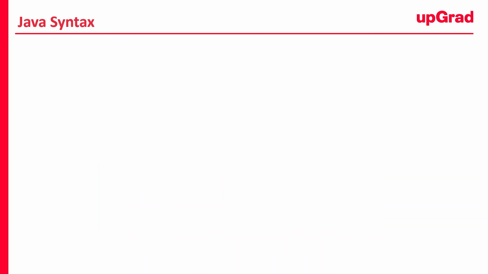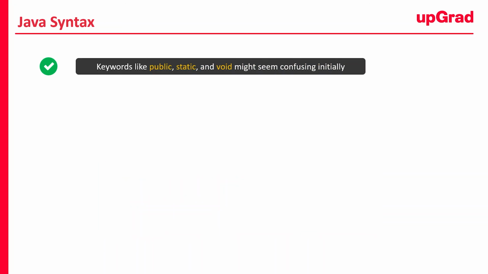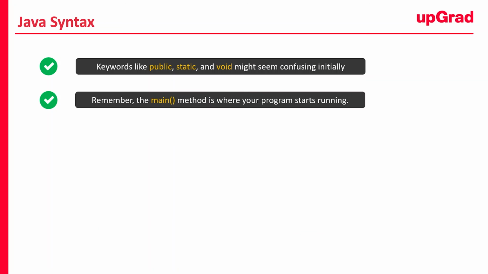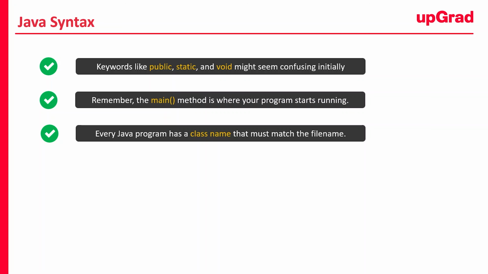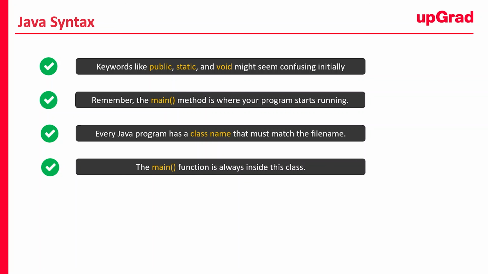Now, I know that it might look a little confusing at first with all these keywords like public, static and void, but don't worry, you don't have to fully understand them right away. We'll cover what those mean as we go further in this tutorial. For now, just know that the main method is where your program starts running. One more thing to remember: every Java program has a class name, and this class name has to match your file name. Inside this class, you'll always find the main method, and that's where the magic happens.